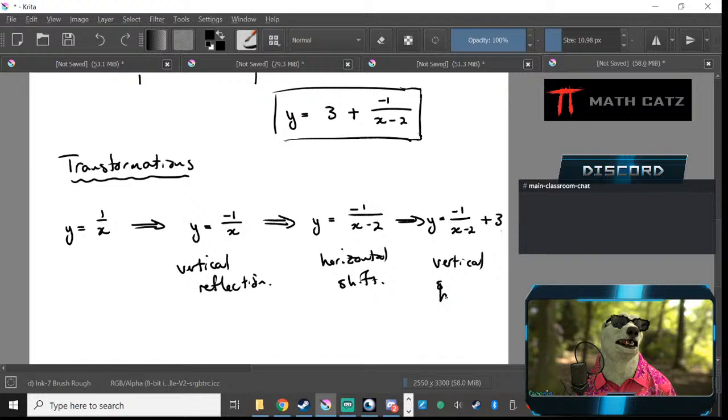A lot of lag. I just want to undo my H. There we go. You're almost there. You're almost there, laptop. You can do it. Vertical shift. And then you can graph it if you want to. Okay.